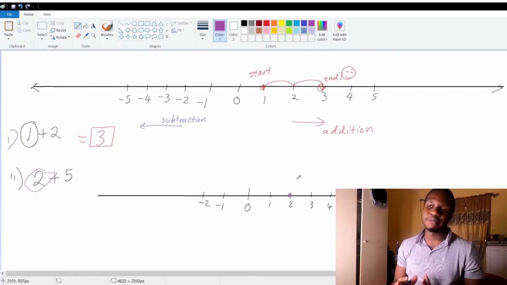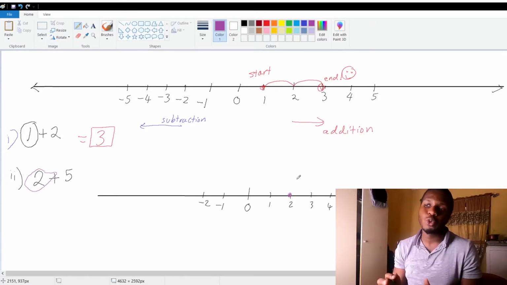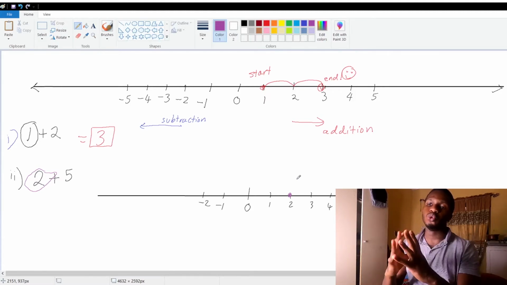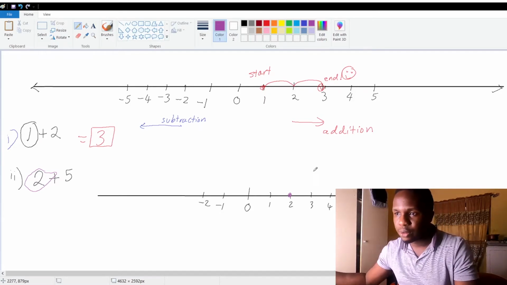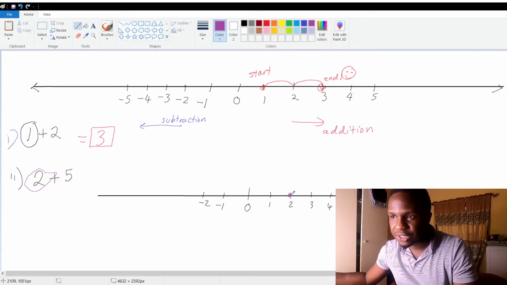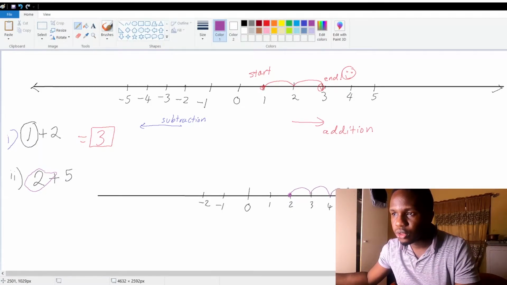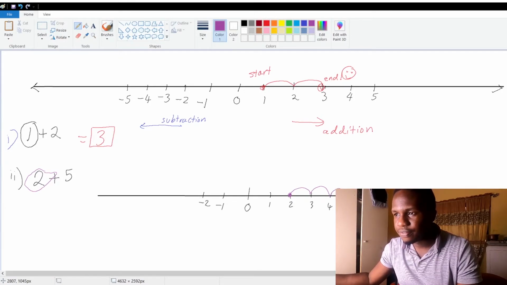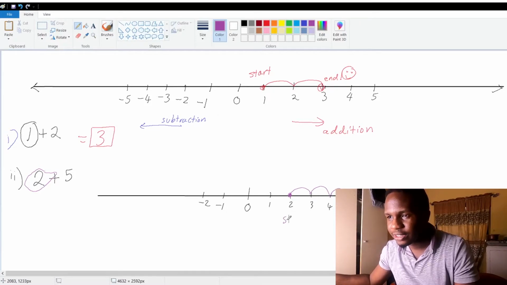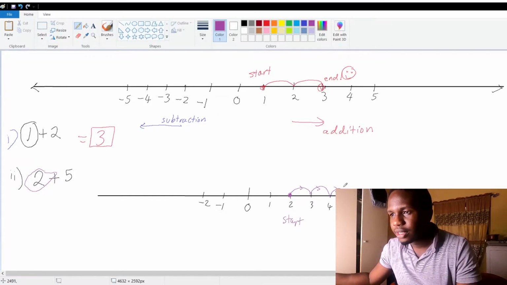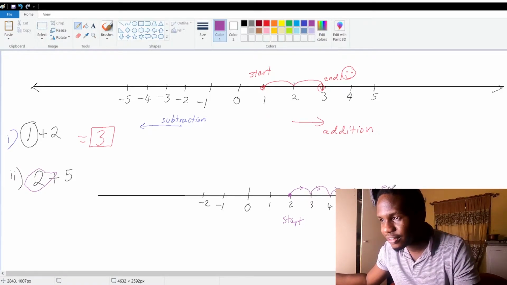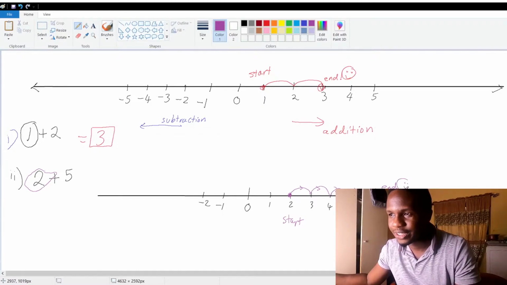And guess how many steps I'm going to go? I'm going to go 5 steps. Which way am I going to go? I'm going to go to the right. So I will start here and go 5 steps to the right, which is 1, 2, 3, 4, 5. This is my start. And where did I end? I ended at 7. Okay, draw a smiley face because I ended at 7.